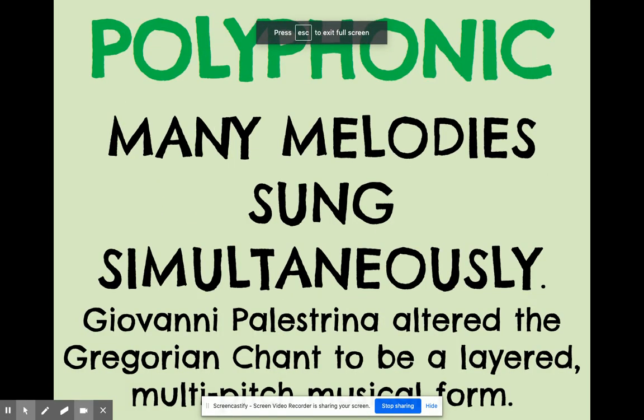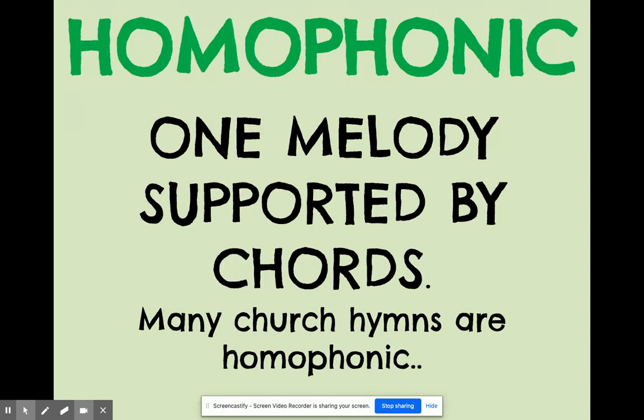And then polyphonic is many melodies sung at once. This can be kind of like a round chant, like Row, Row, Row Your Boat, where people start at different times and are singing the same song, but they're singing it kind of off beat from each other. That can be polyphonic. Polyphonic can also be when you are harmonizing. So you're singing the same words maybe, but on different notes. We'll talk about this when we get into the Renaissance unit later on, but this was popular with Giovanni Palestrina. He added polyphonic sound.